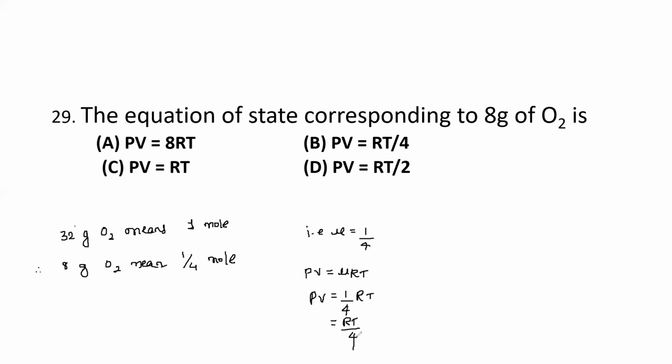They have given the options. Option A, PV is equal to 8 RT. Option B, PV is equal to RT by 4. Option C, PV is equal to RT. And option D, PV is equal to RT by 2. Here the correct option is option B, that is PV is equal to RT divided by 4. Right?